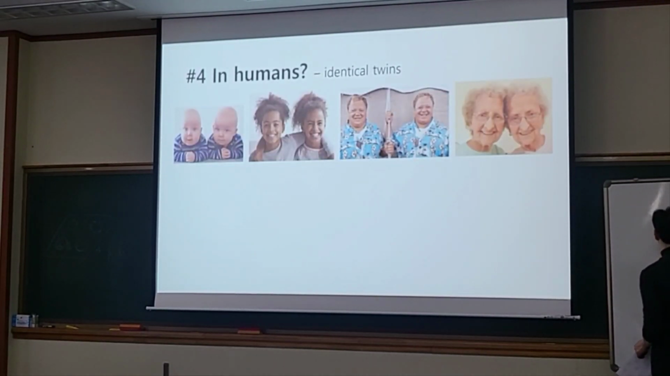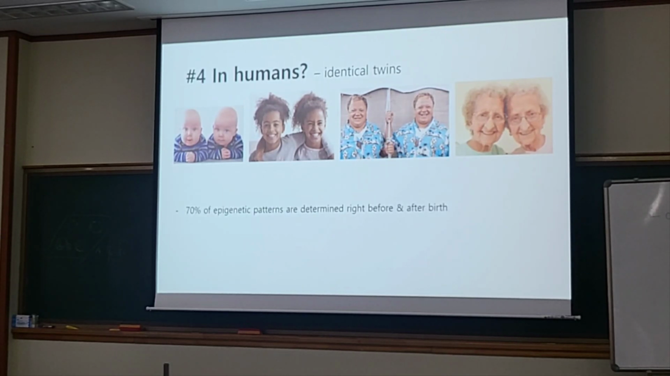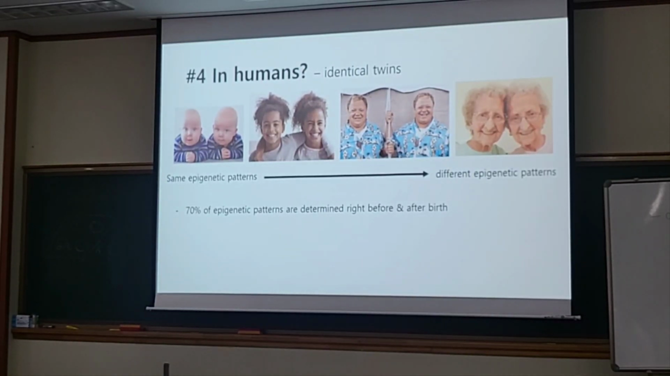There are many ongoing epigenetic experiments with identical twins. Since their genome sequence is 100% the same, it's relatively easy to look at epigenetic changes. It is known that 70% of epigenetic patterns are determined right before and right after birth, which means the remaining 30% changes over time. When identical twins are first born, their epigenetic patterns are almost the same. However, as they get older, their epigenetic patterns differ. It means that humans interact with the environment and change gene expression.